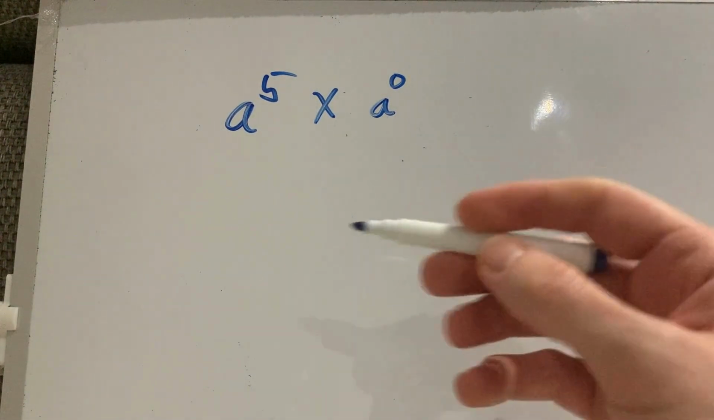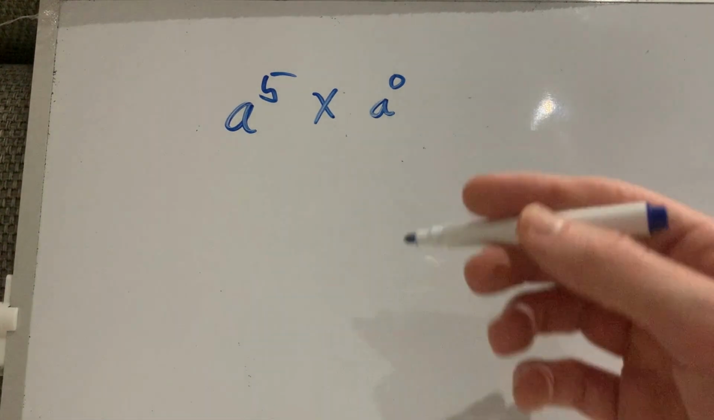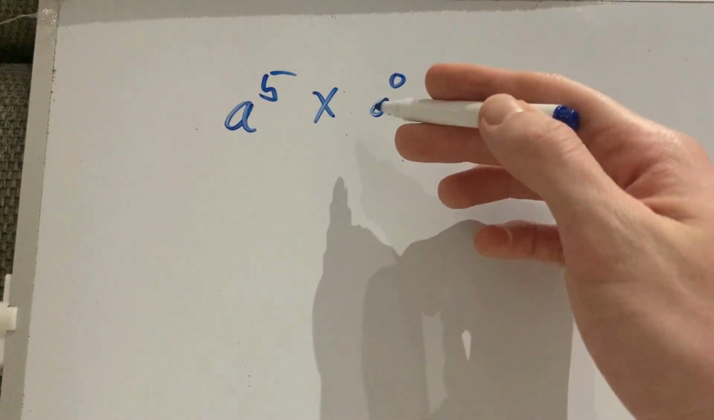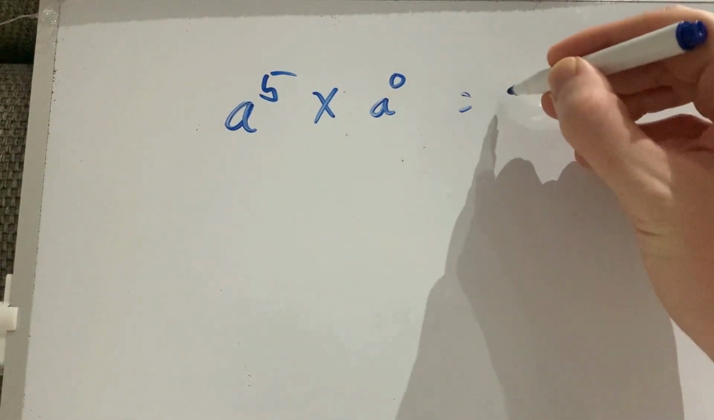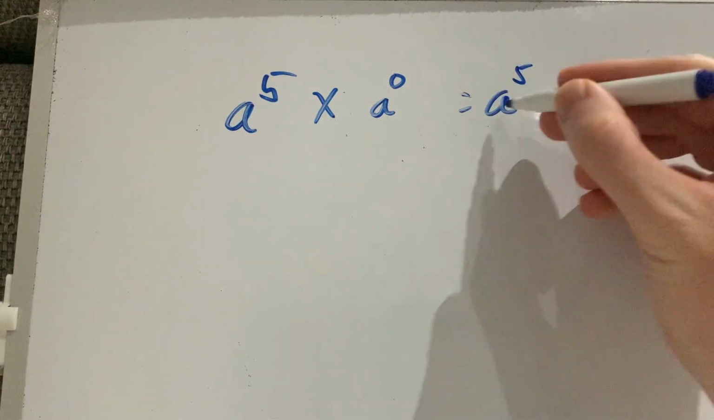That's a little bit weird. Like a to the 5, we know that's a times a, 5 times. But what is a to the 0? It's tough to get your head around. But from what we just looked at, we're multiplying two a's together, so we know we can just add the powers. So that's just a to the 5 plus 0, so it's just a to the 5.